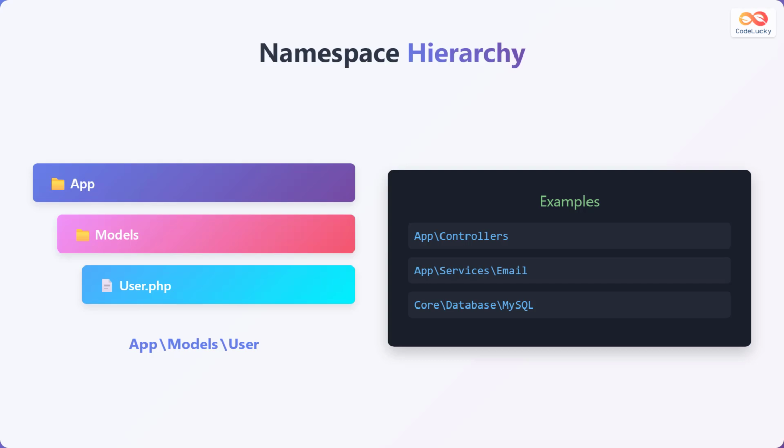Namespaces in PHP support a hierarchical structure, similar to directories in a file system. This allows you to create nested namespaces for better organization. As you can see in the example, the namespace app can contain a subnamespace models, which in turn contains the user class. This hierarchy is represented using backslashes to separate the namespace levels. Examples of namespace hierarchy include app_controllers, app_services_email, and core_database_MySQL.